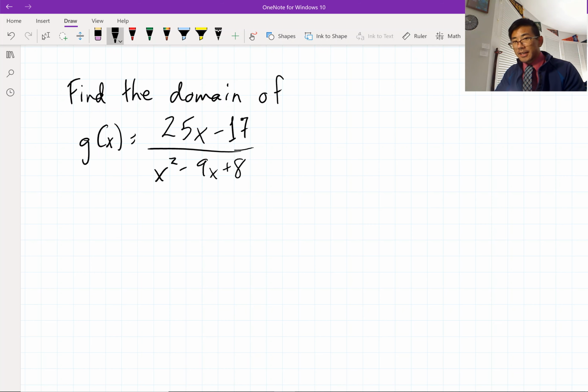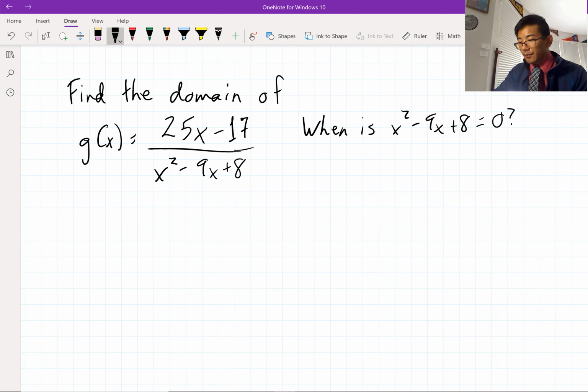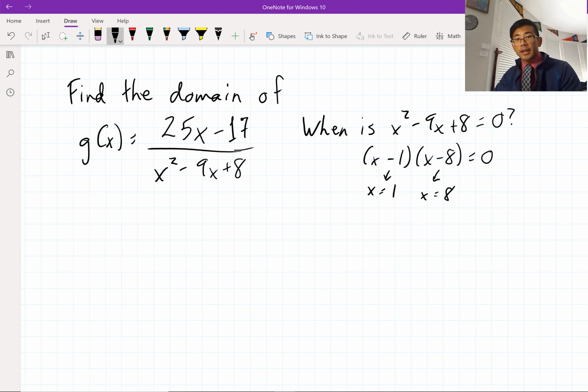That's not happening in this case, so let's figure out when x squared minus 9x plus 8 is equal to 0. I'm not going to take too much time on this part here because we should just be able to factor it to x minus 1, x minus 8. And so our domain cannot contain 1 or 8, because if I plug either of those in, my function will be dividing by 0.